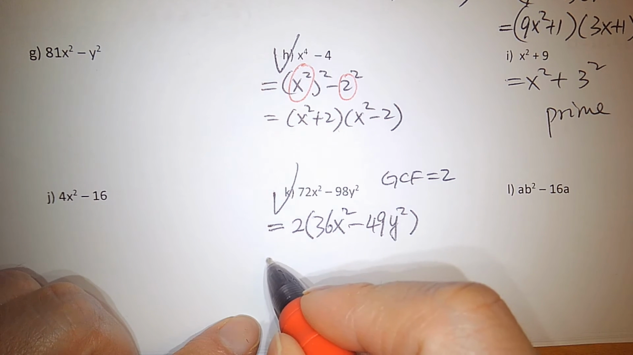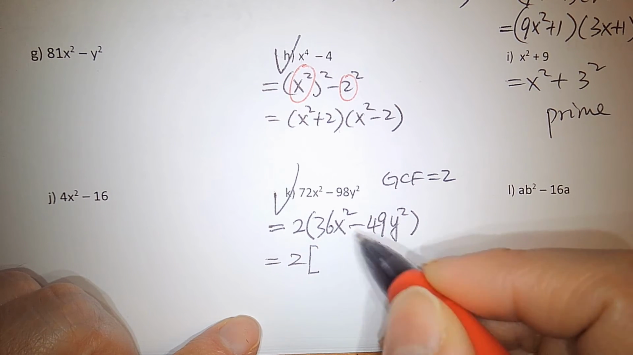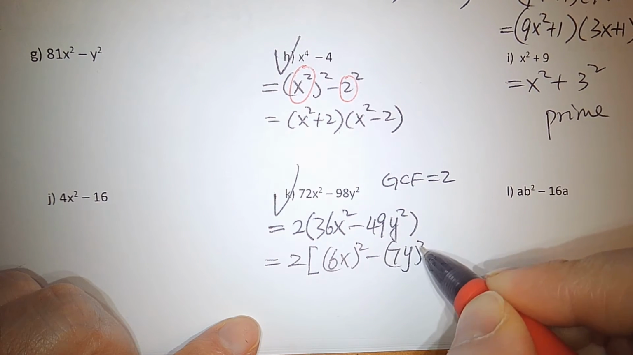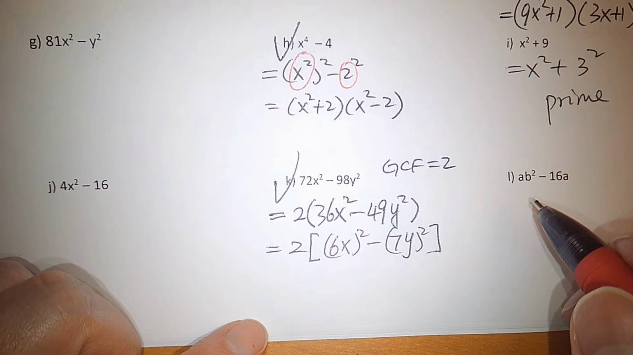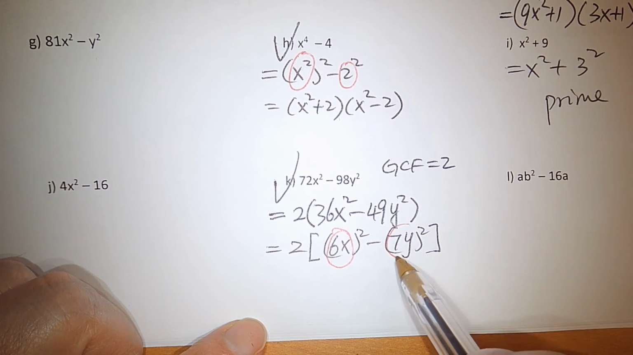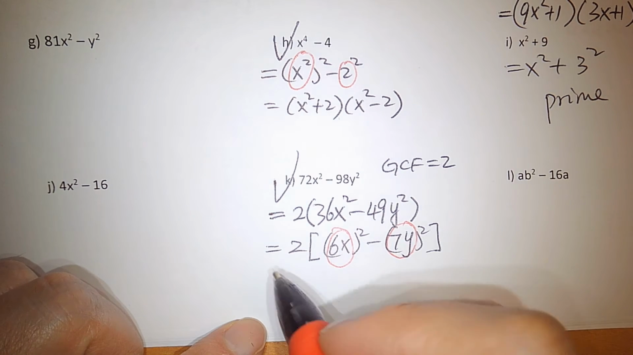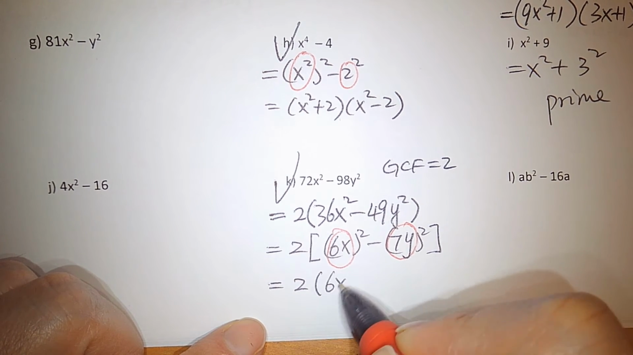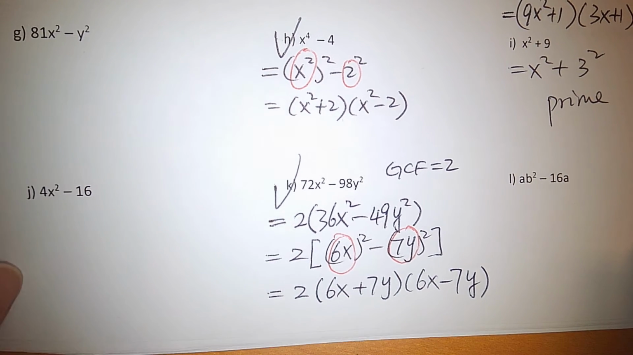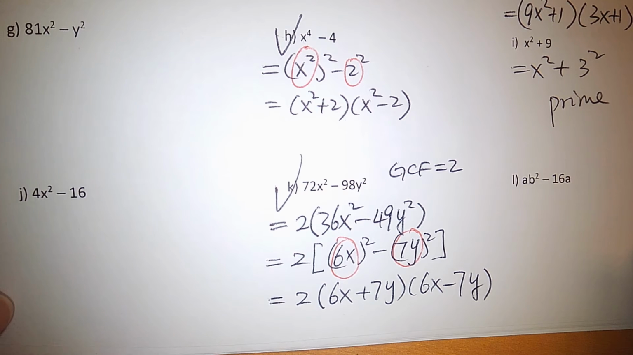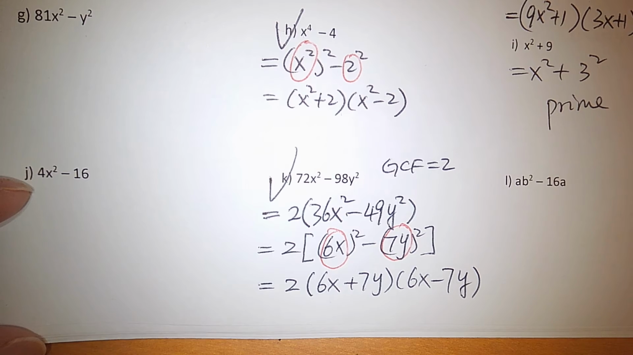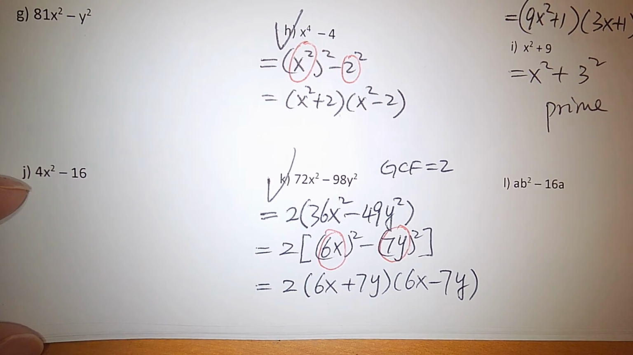And then 36x squared can be written as 6x squared, minus 7y squared, right? So what is A? 6x. What is B? 7y, right? So 6x plus 7y times 6x minus 7y. If there is a greatest common factor, always factor out the greatest common factor first. Always, okay?